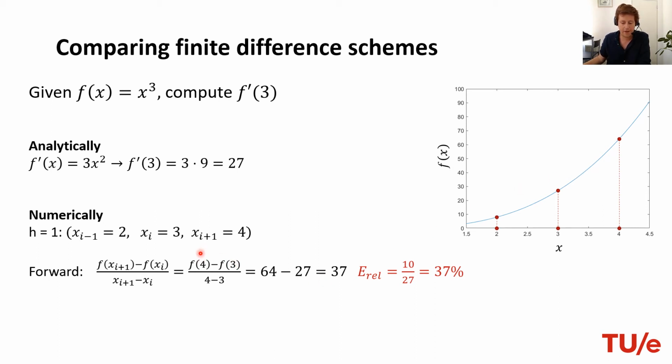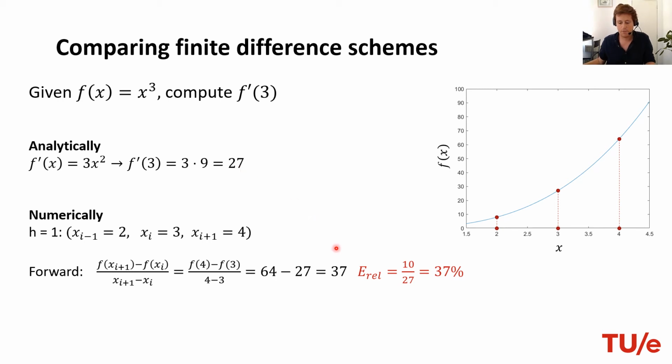Well, so we had f evaluated at 4, which is 4 to the power 3, is 64, minus f evaluated at 3, which is 3 to the power 3, is 27, and we just divide this by 4 minus 3, which is equal to 1. So we get 64 minus 27, as if we fill in this formula, which is 37. So this is our forward finite difference approximation of the derivative. However, we see that we are quite far off from the analytical and the true solution.